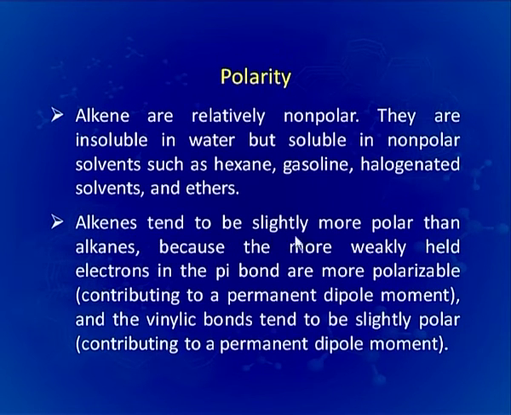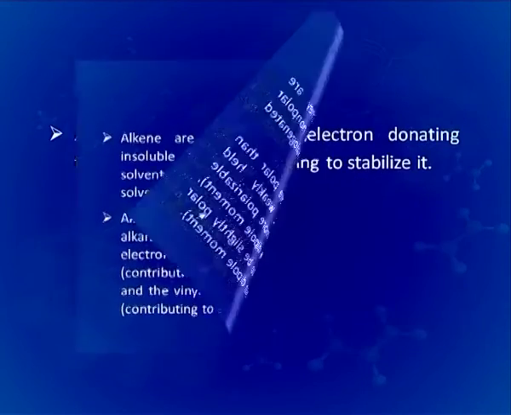Alkenes tend to be slightly more polar than alkanes. It is a comparative account. Earlier we have said alkenes are relatively non-polar. So, when we say relatively, we are trying to compare their polarity with alkanes, because the more weakly held electrons in the pi bond are more polarizable and they contribute to a permanent dipole moment in the system, and the vinylic bonds tend to be slightly polar.